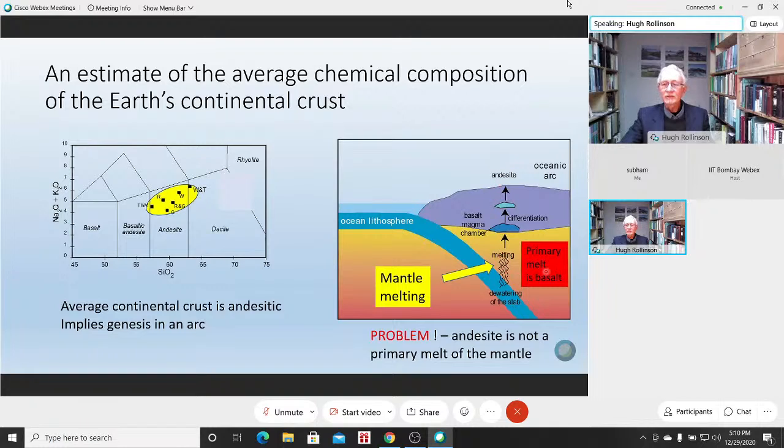And so the primary basaltic melt is fed into a series of magma chambers from which ultimately andesite is produced in the creation of an oceanic arc. And so andesite as the primary process which makes continental crust is not helpful. And we need to look more carefully at this process in order to understand what's going on.